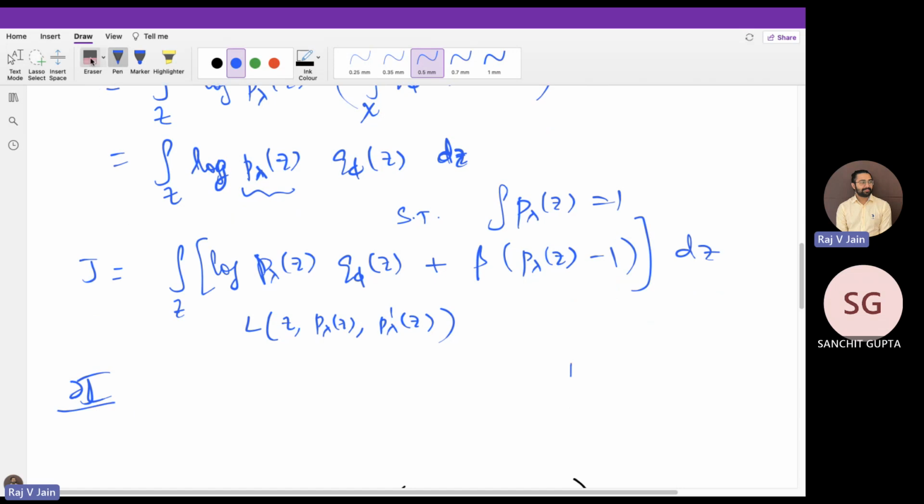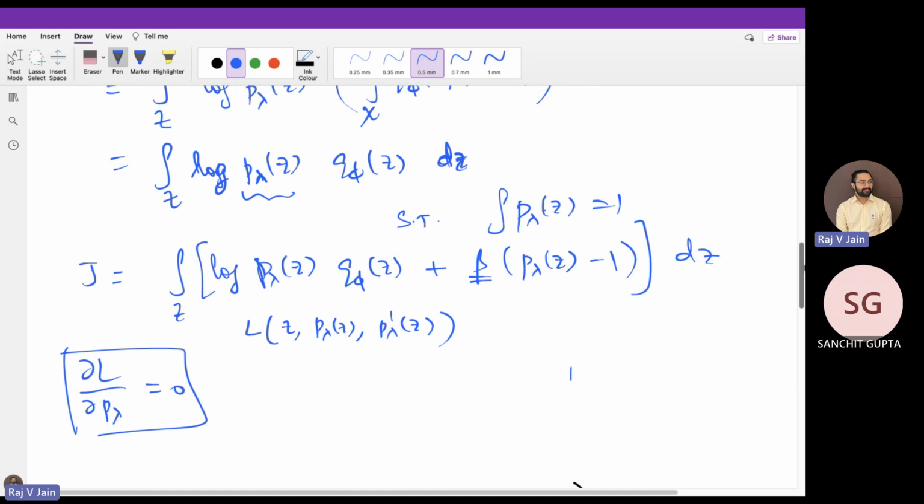So we need dou L by dou P lambda equal to 0. There's no P lambda prime term here, so that becomes 0 and the whole term goes away. We just have a very simple dou L by dou P lambda equal to 0. Now how do you do this differentiation? Just consider P lambda as a variable. Simply apply this, you will get some P lambda, and you will be able to solve for this beta. Apply constraints again, you'll get some P lambda.